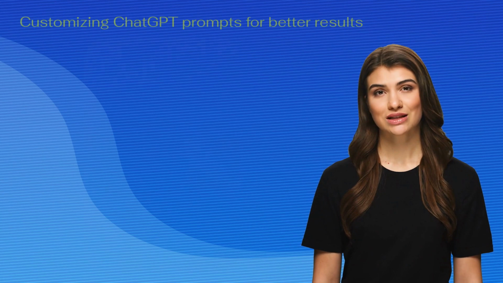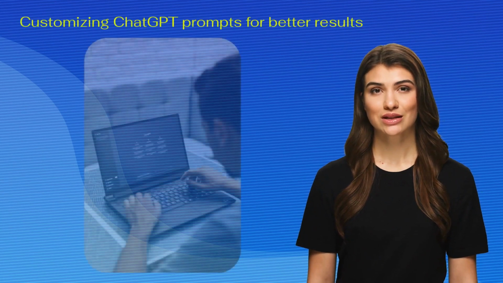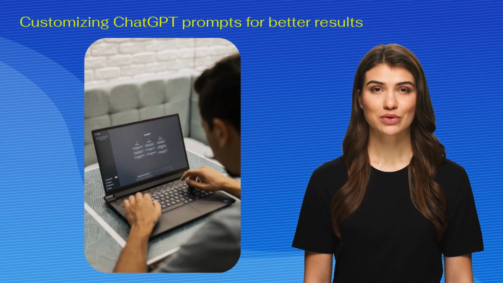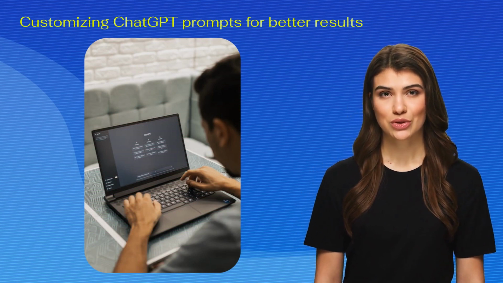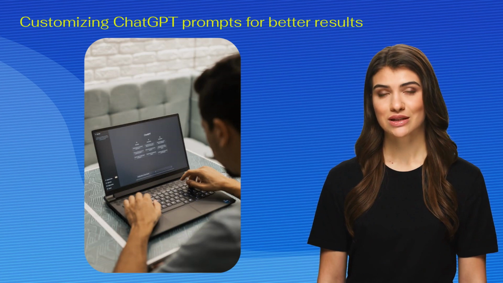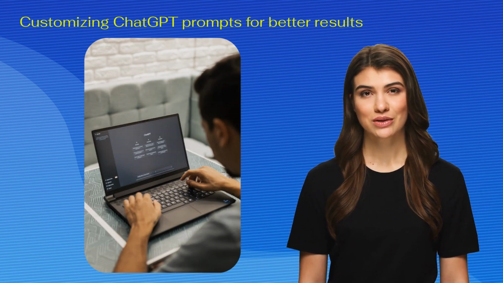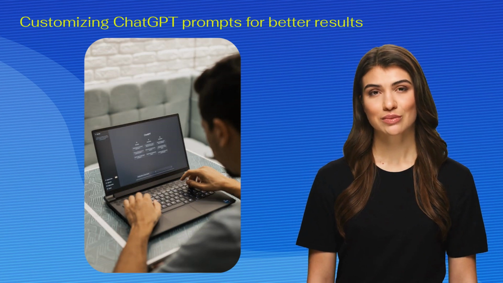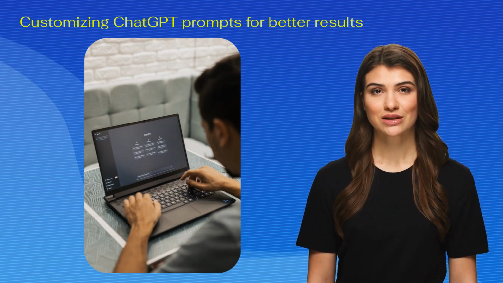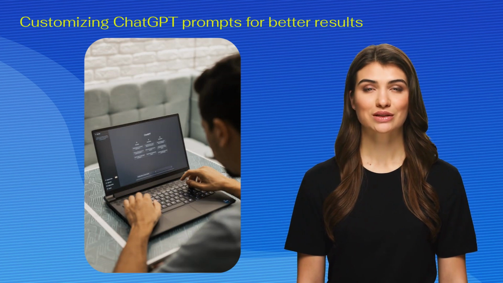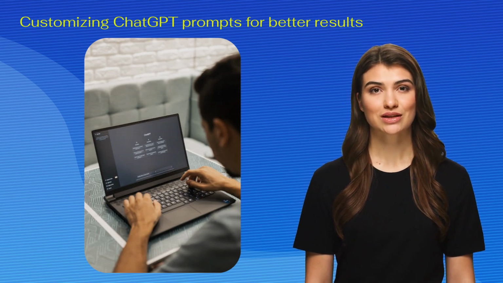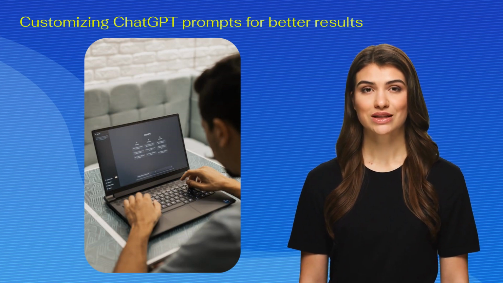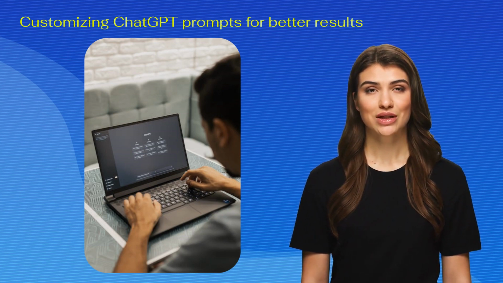Customizing ChatGPT prompts for better results. While ChatGPT is designed to understand context and generate relevant content, you can improve its output by providing more precise prompts. Experiment with different prompt structures, including specifying the format, tone, and target audience. You can also include examples of the desired output or instruct ChatGPT to think step-by-step or debate pros and cons before generating the content. By refining your prompts, you can guide ChatGPT toward producing content that better aligns with your brand and objectives.